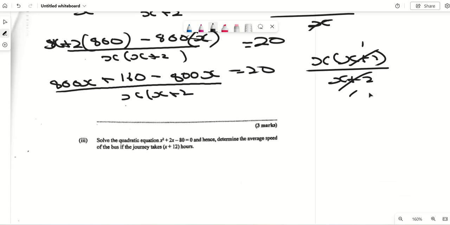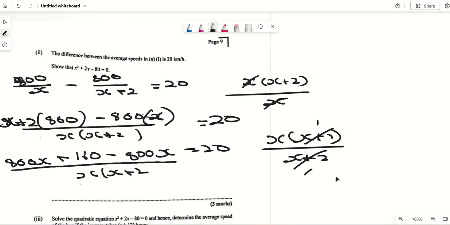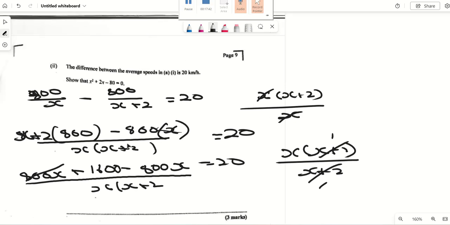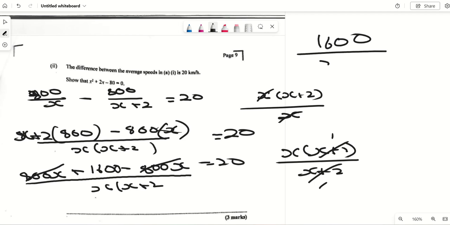I need more space. Let's go to the side here. Now we see 800 minus 800x minus 800x. Those two will cancel out each other. We have 800x minus 800x will cancel off. So you have 1600 divided by x plus 2 is equals to 20. Right? So now we want to carry across divide by.